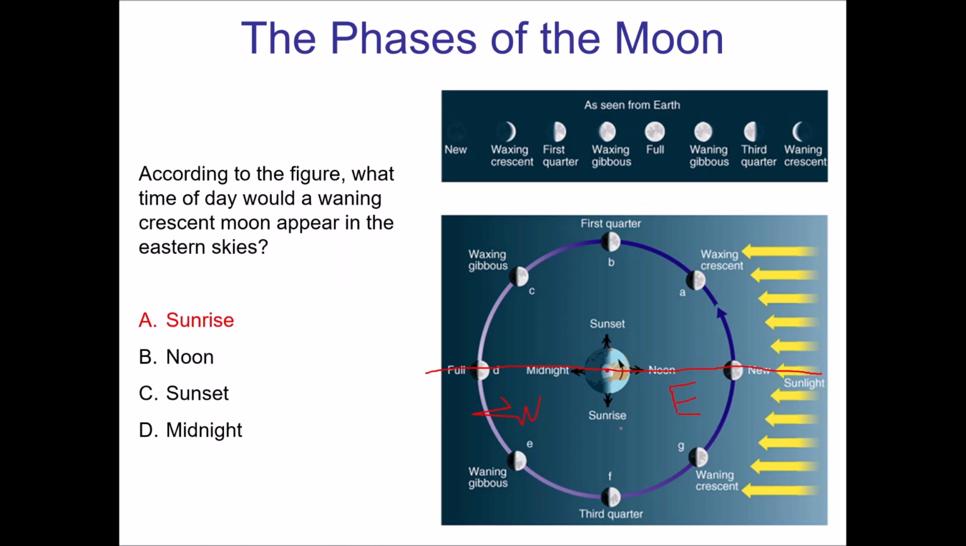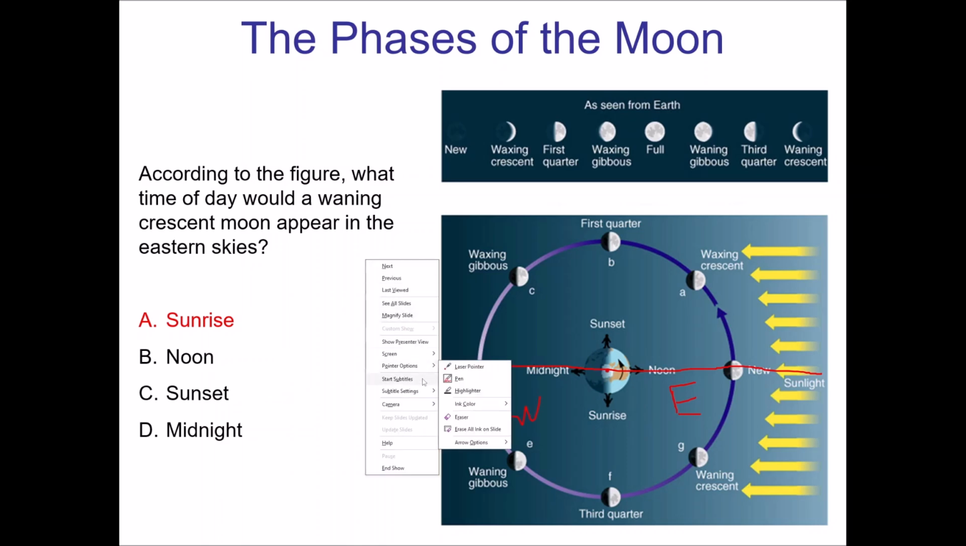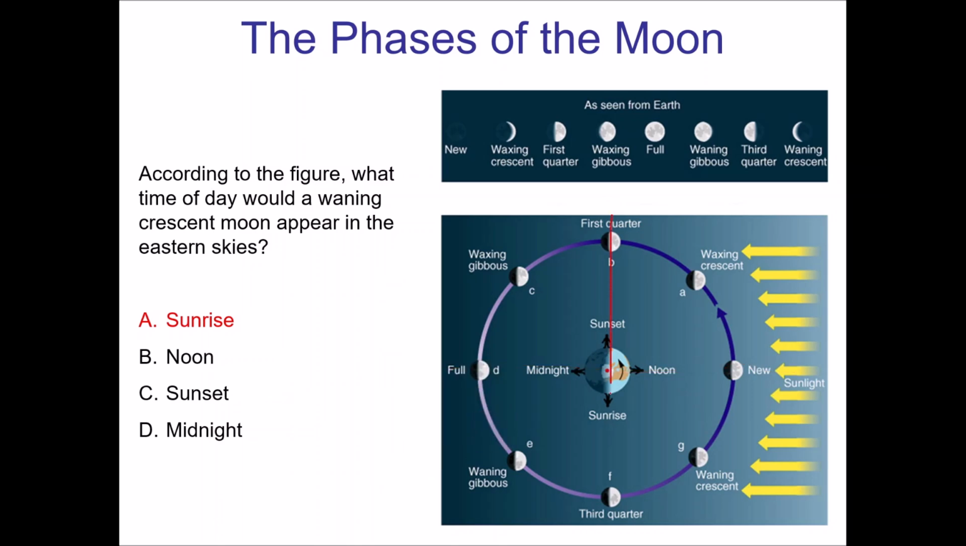So, you could even do this for the other times here, like noon. Noon can see this phase. Look at this. It's, however, now in the western sky. Why in the western sky? Sunset can't see it at all, and midnight can't see it at all.